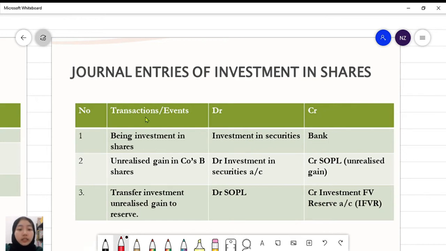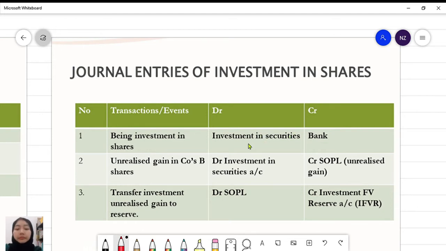So this is the list of transactions that might occur in the investment in shares. First thing first, we bring in the investment in the shares. We are just starting to buy the shares, so of course our money goes out and we credit bank. And we open the account for the investment in shares. We debit investment in securities, in brackets shares, or I am not sure, it depends on you. To note that this is for shares, while the one before was for sukuk.